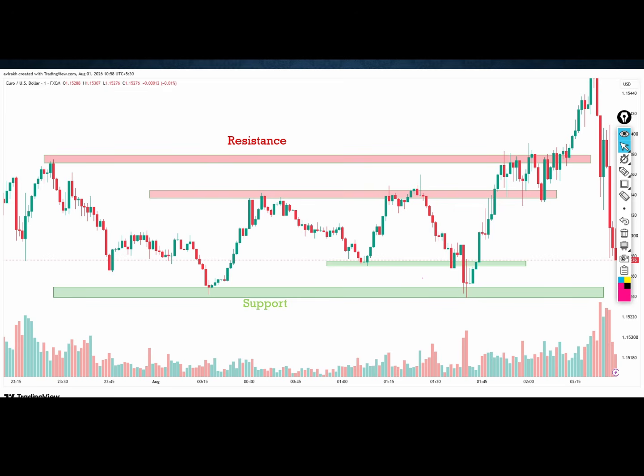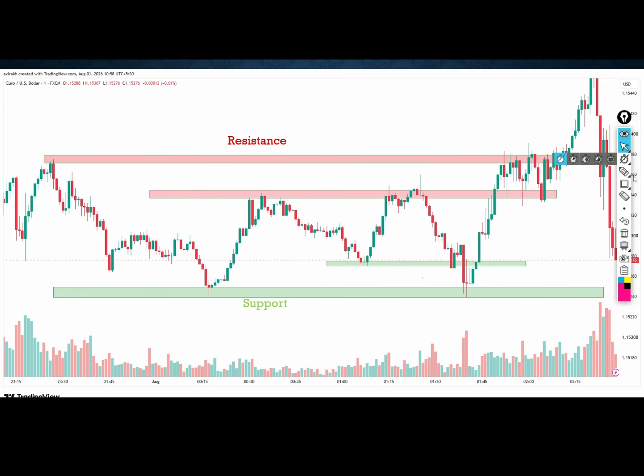Imagine dropping a rubber ball onto the floor, it bounces back upward. The floor acts like support. Support is an area where buyers usually become active and try to stop the price from falling further. Now imagine throwing a ball towards the ceiling. It hits the ceiling and falls back down. The ceiling acts like resistance. Resistance is an area where sellers usually become active and try to stop the price from moving higher.